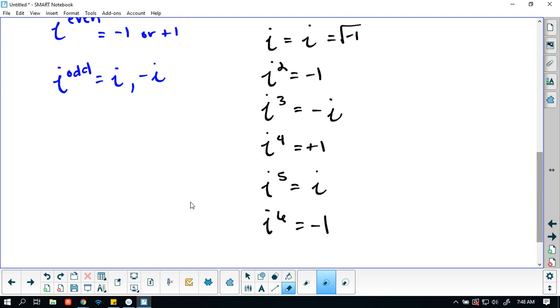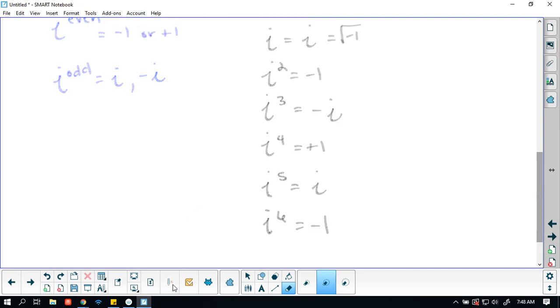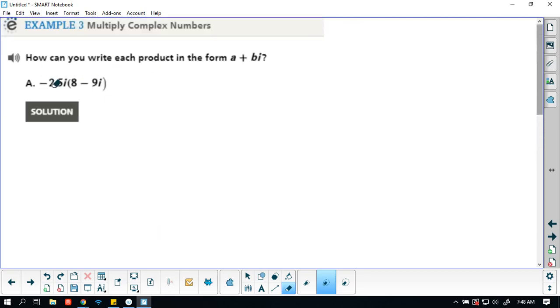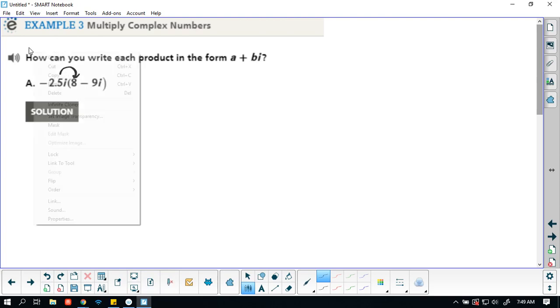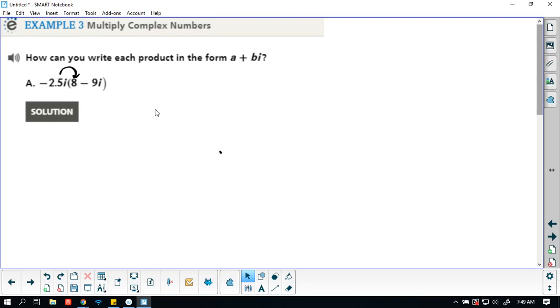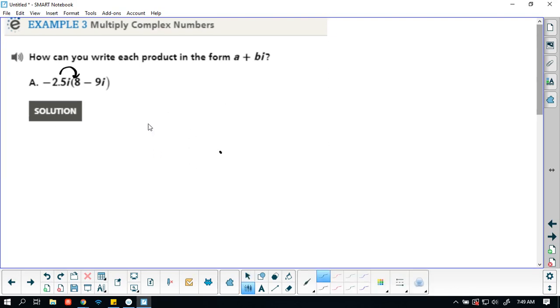The reason I made that detour before we start this problem is because we're going to be multiplying i's together. So I'm going to treat this like it was a variable, and I'm going to distribute it just like normal. I'm going to do -2.5i times 8 minus -2.5i times 9i.